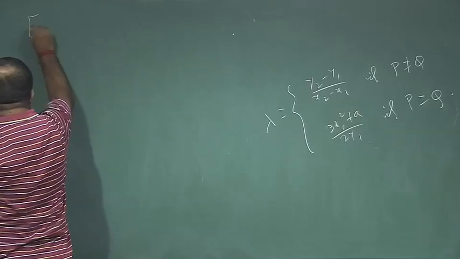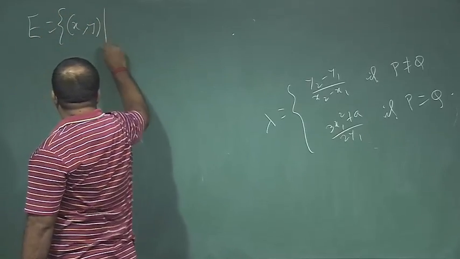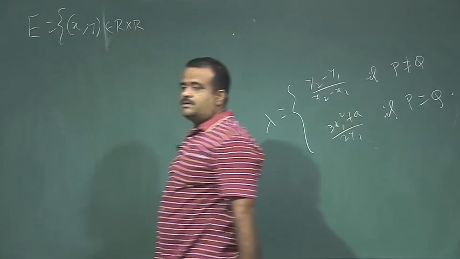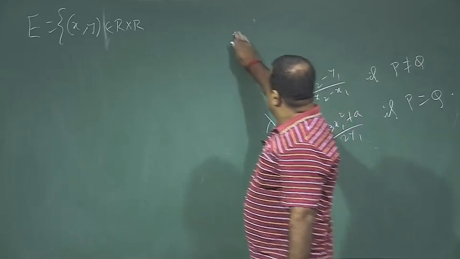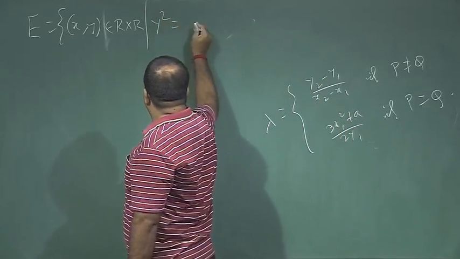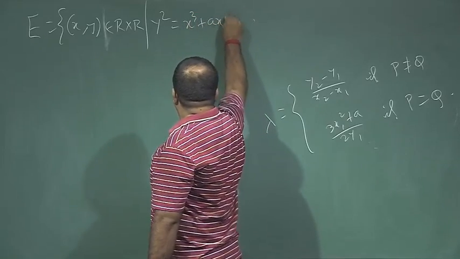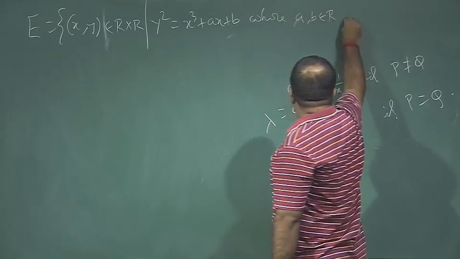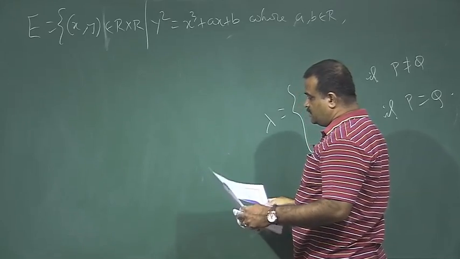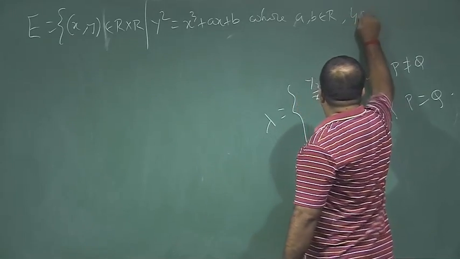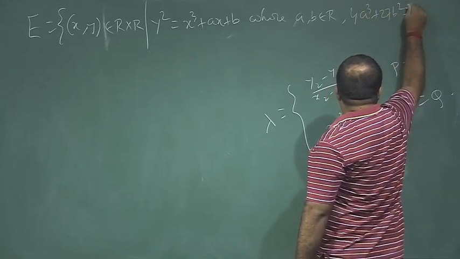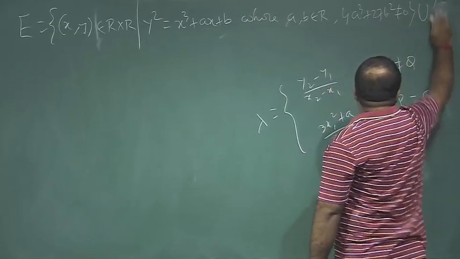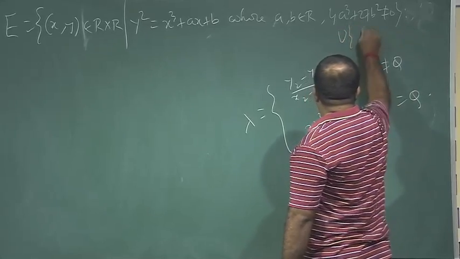So, we have an elliptic curve E, which is basically the set of all points (x, y) coming from R square, R cross R. This is an elliptic curve over R. Okay, so such that y square equals x cube plus ax plus b, where a, b are coming from R, such that the non-singularity condition 4a cube plus 27b square is not equal to 0, along with a symbol which is called the point at infinity.